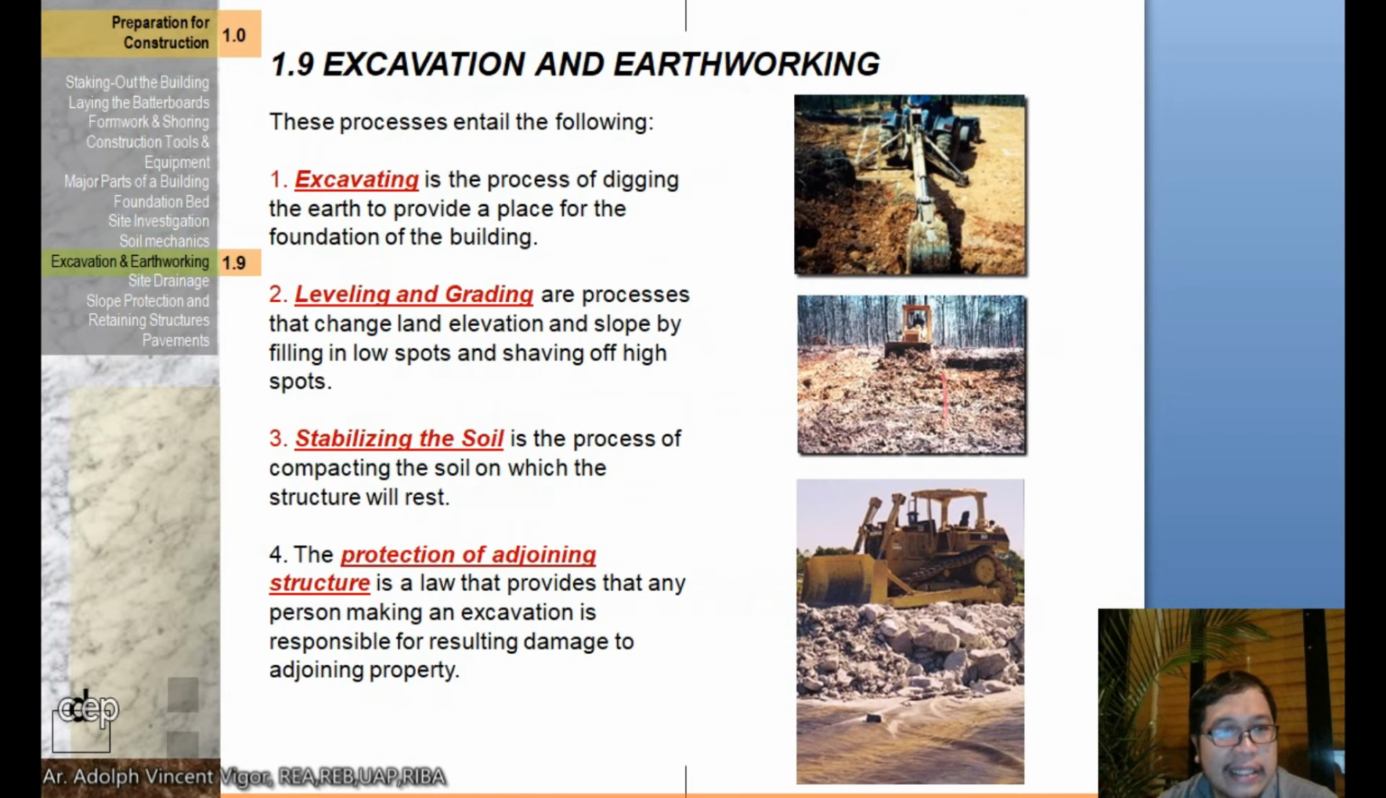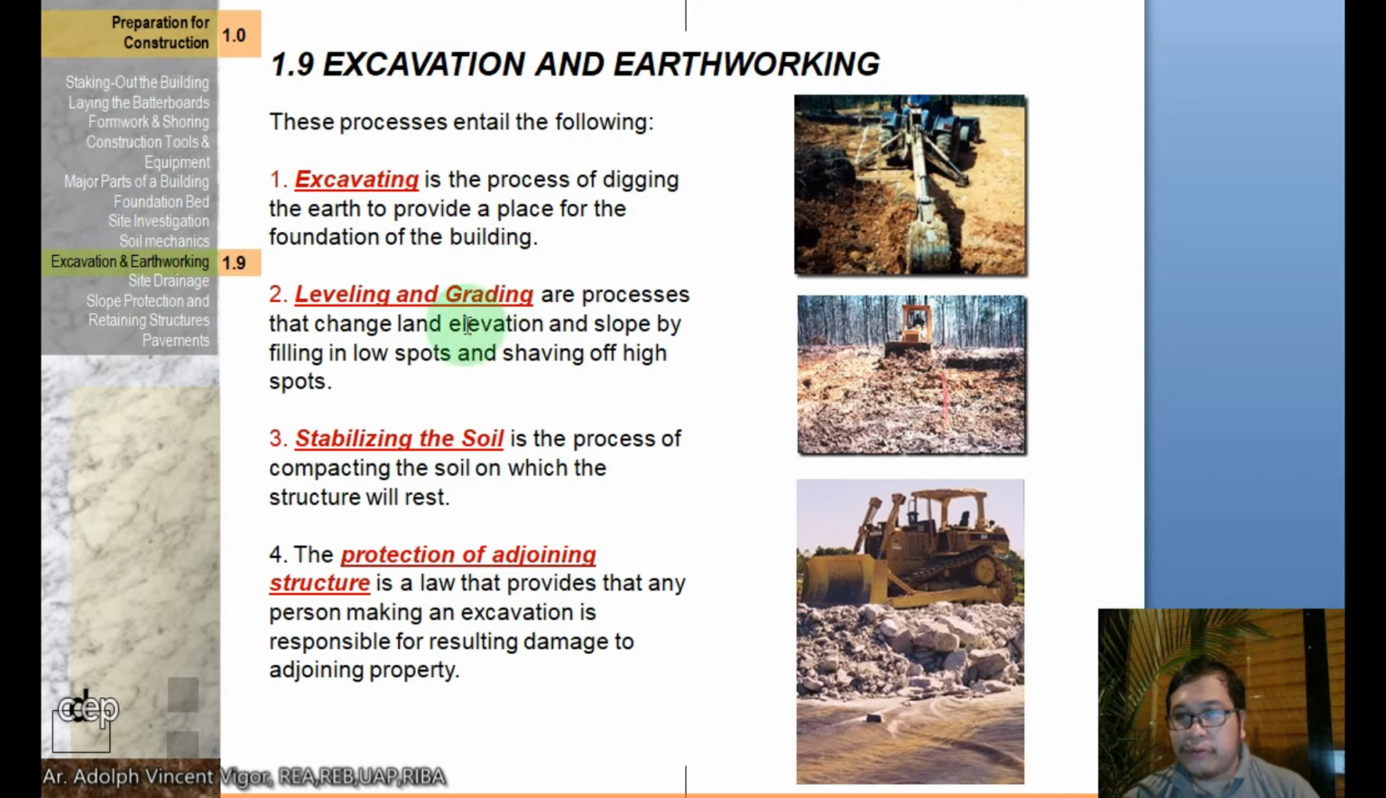Okay, so next slide. Excavating and earthworking entails the following process. The first is excavating. This is the process of digging the earth to provide a place for the foundation of the building.